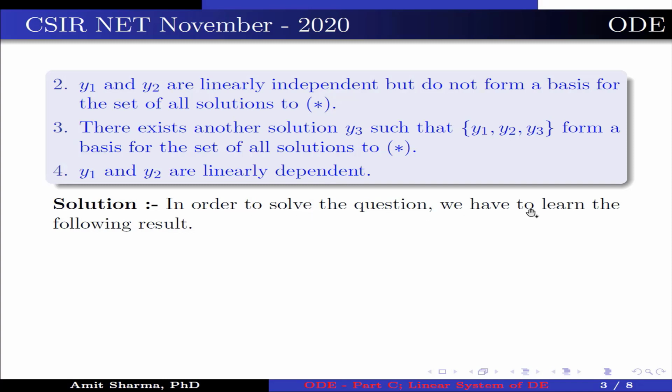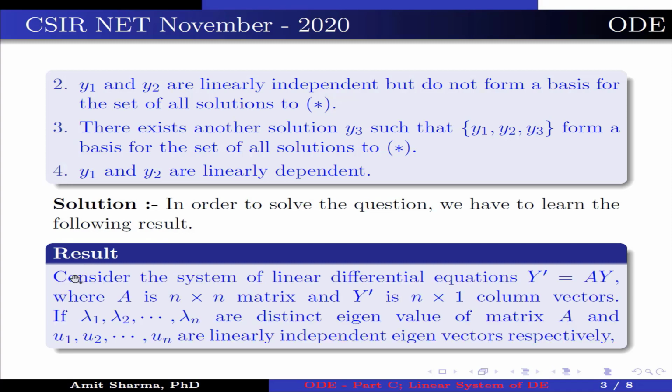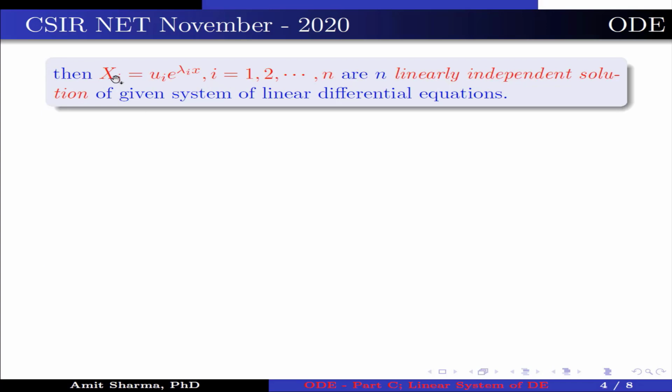In order to solve the question, we have to learn the following result. Consider the system of linear differential equations y dash equals Ay, where A is an n cross n matrix and y dash is an n cross 1 column vector. If lambda 1, lambda 2 up to lambda n are distinct eigenvalues of matrix A and u1, u2 up to un are linearly independent eigenvectors respectively, then xi equals ui e to the power lambda i x, where i varies from 1 to n, are n linearly independent solutions of the given system of linear differential equations.